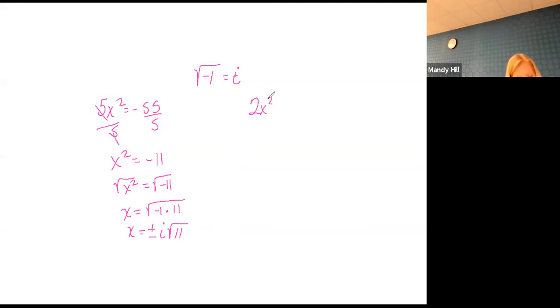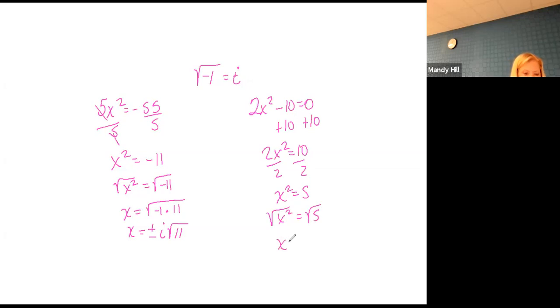Okay, one last one like this. 2x squared minus 10 equals 0. We're going to add 10. So 2x squared equals 10. Divide by 2. x squared equals 5. To get rid of a squared, you're going to want to take the square root. So x is plus or minus the square root of 5. 5 is prime. I'm not going to be able to do anything with that. Okay, so that's one type of quadratic and how to solve it.